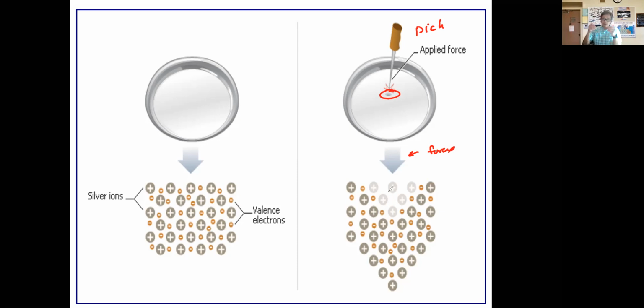You can apply enough force where you can pull, for example, on a piece of metal, a copper wire, and you can do this. You can pull out a piece of wire. The wire gets thinner and thinner. At some point, the atoms get close enough to one another, the nuclei get close enough to repel. And what do we notice? The wire breaks. Okay.